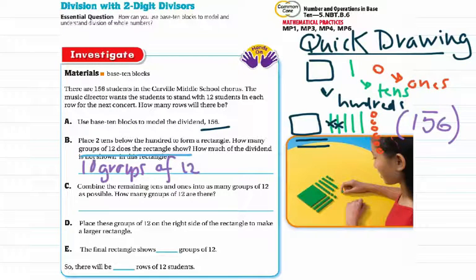It says, how much of the dividend is not shown in the rectangle? Well, we can circle in yellow how much of it is not shown in the rectangle. What is not shown in the rectangle is, I'm sorry boys and girls, I missed one, 3 tens or 30 and 6 ones or 36.